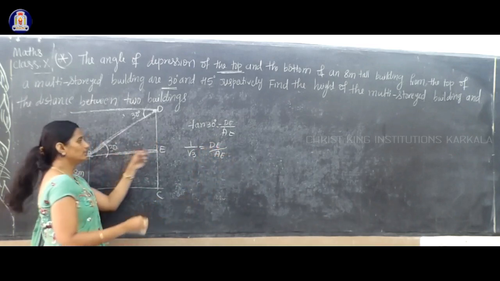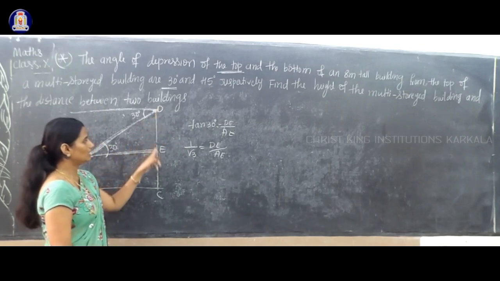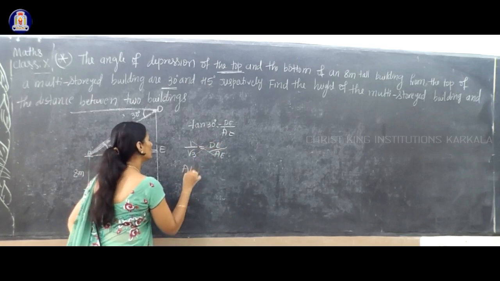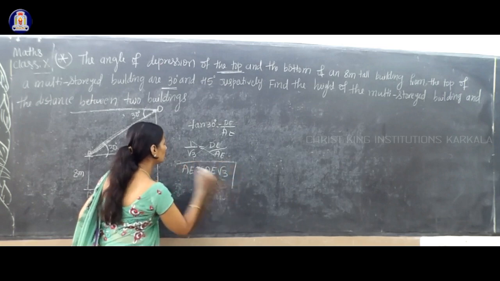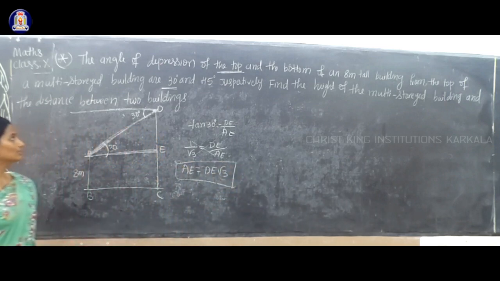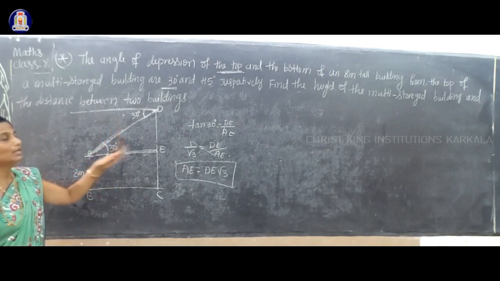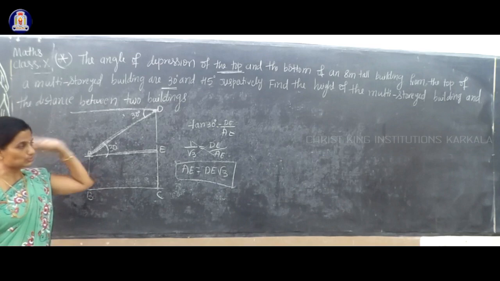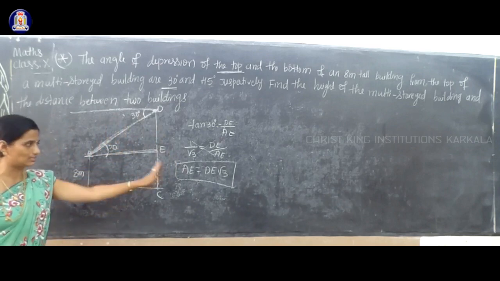AE. So AE is not given, the distance between the two buildings is not given, DE is also not given. So cross multiply, so what do we get? AE is equal to DE into root 3. So keep this. Clear now? This is with respect to 30 degrees. I am simplifying separately because if I simplify together, you will get confused. So this is for 30 degrees. So we got one boxed answer.